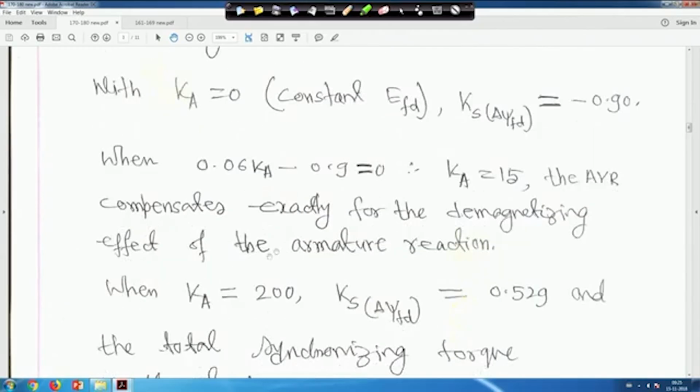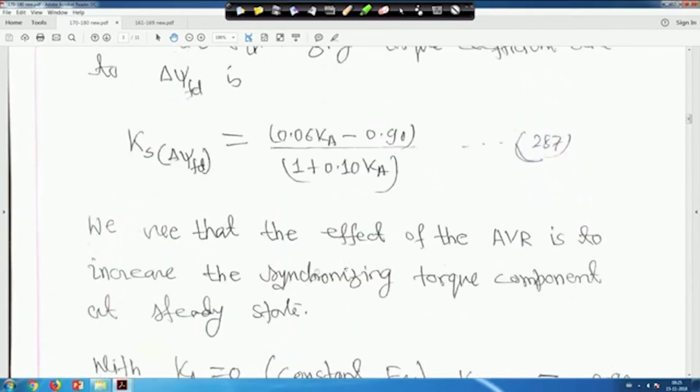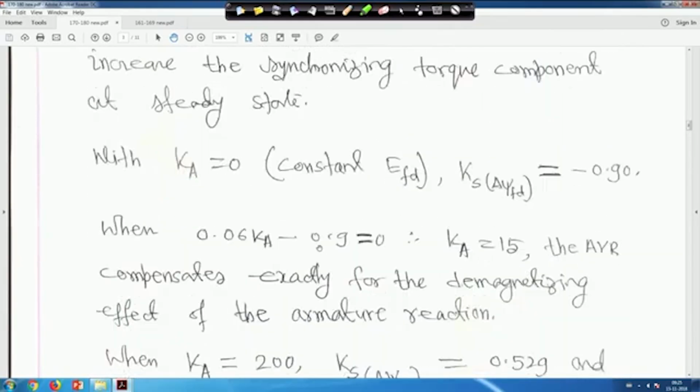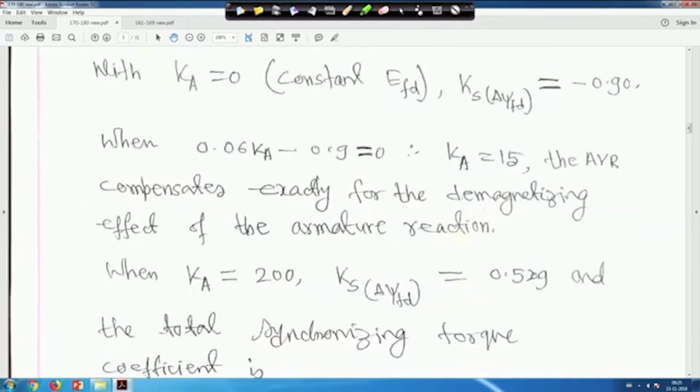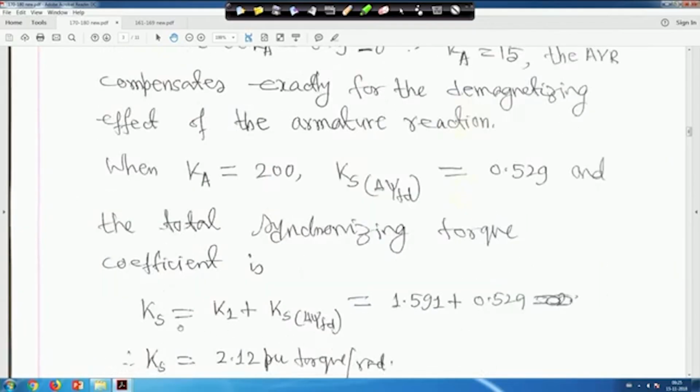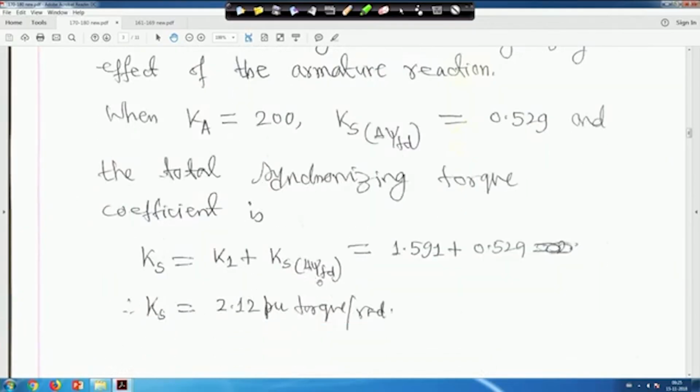Now, suppose we take some other value, K is equal to 200. In that case, if you put K is equal to 200, you will get 0.529, that is Ks due to delta psi Fd is 0.529, and the total synchronizing torque coefficient will be K1 plus Ks delta psi fd, which is 1.591 plus 0.529. Why does it come?